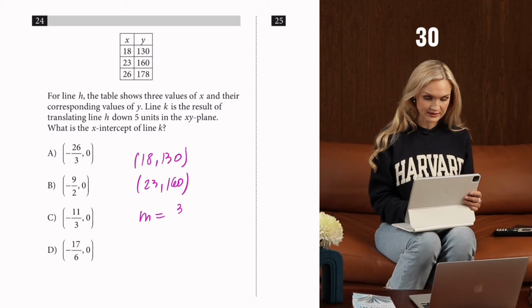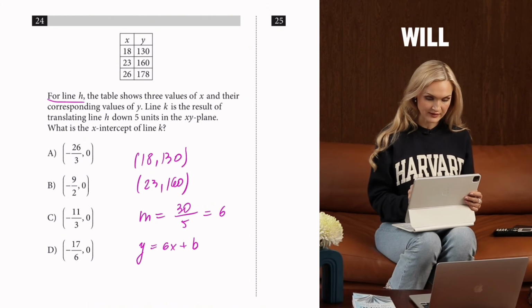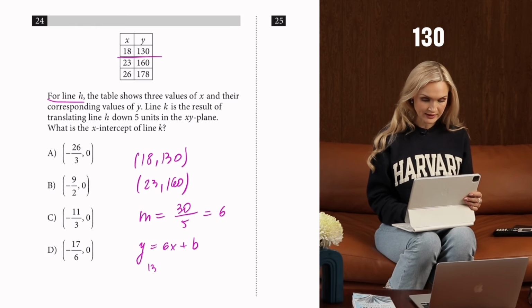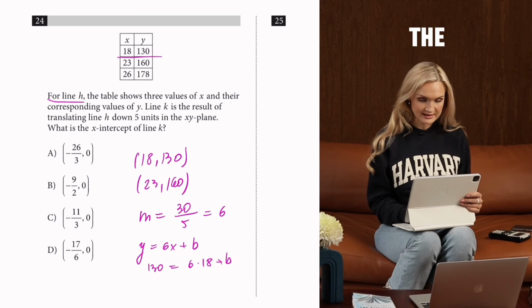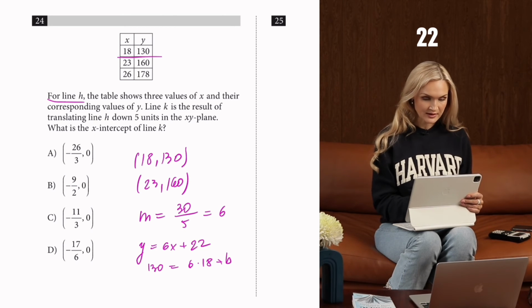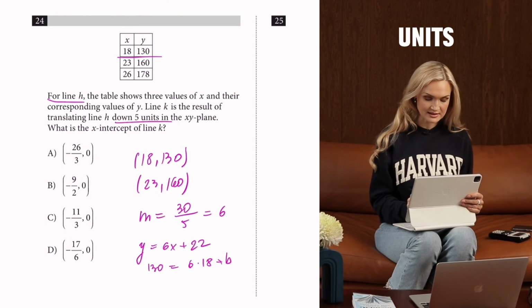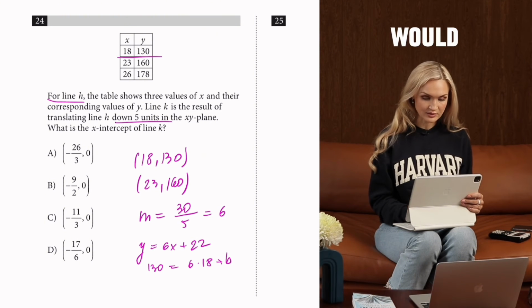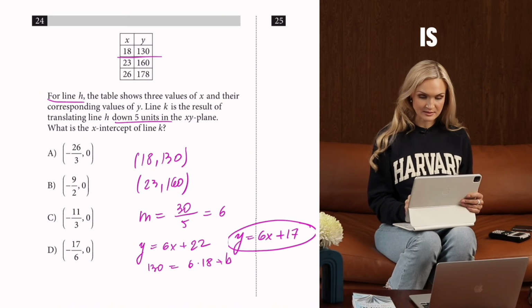The slope here is 30 divided by 5, which is 6. The slope of line H is y equals 6x plus b. We don't know the y-intercept yet, but we will find out by plugging in one of the coordinates. 130 is equal to 6 times 18 plus b. So the exact equation of line H is 6x plus 22. And we know that line K is 5 units down. So line K would be y equals 6x plus 17. So that is my line K.